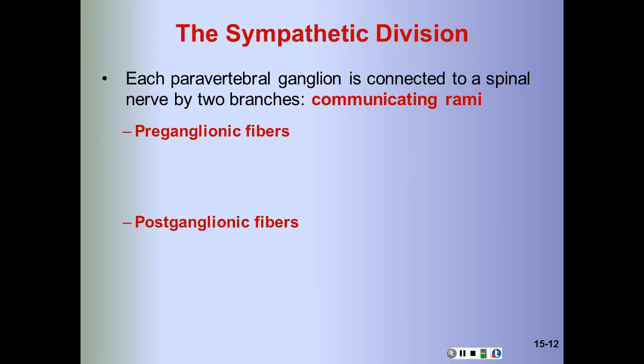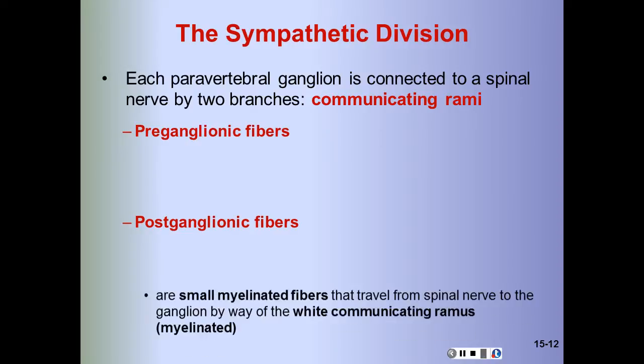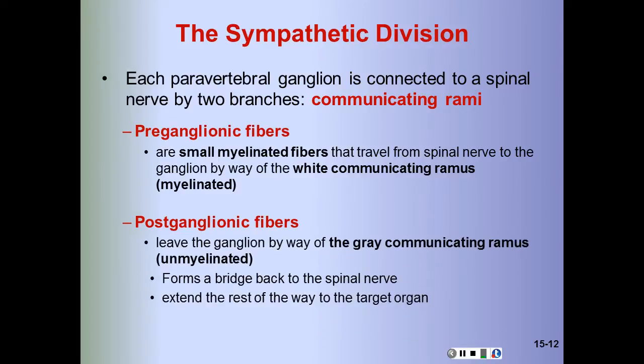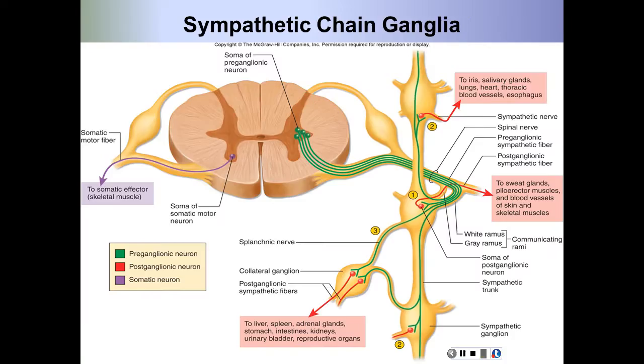Now in the thoracolumbar region, each pair of vertical ganglia is connected to a spinal nerve by 2 branches called the communicating rami. Now the preganglion fibers are small myelinated fibers that travel from the spinal nerves to the ganglia by way of the white communicating ramus. The postganglion fibers, which are unmyelinated, leave the ganglia by way of the gray communicating ramus and extend to the target.